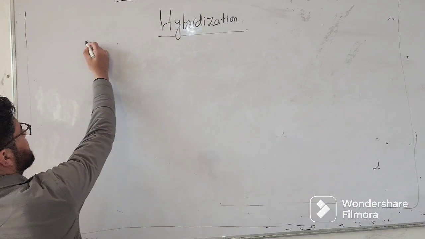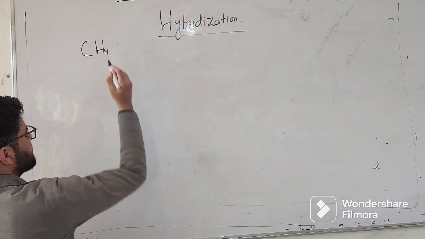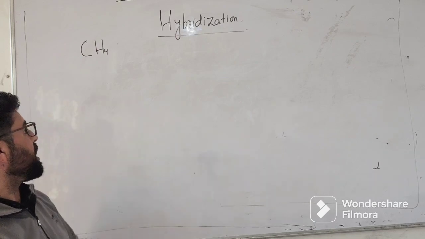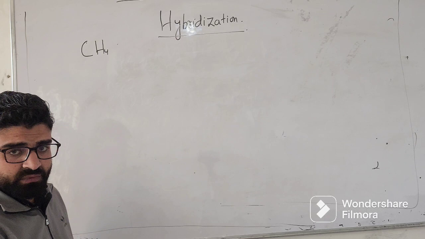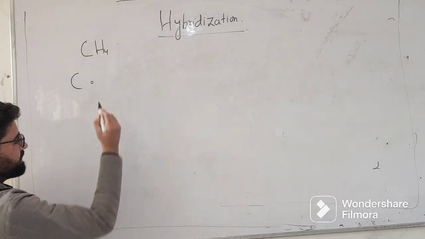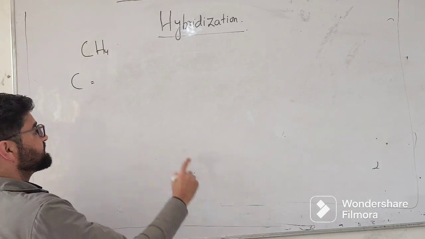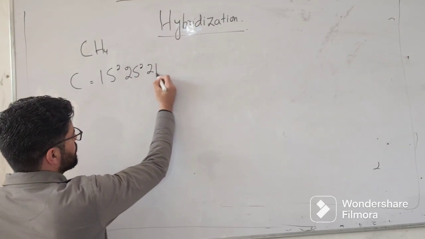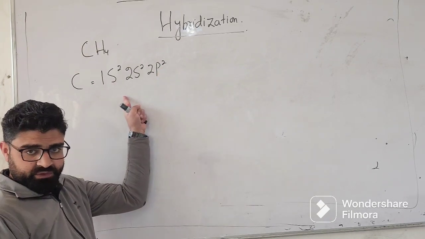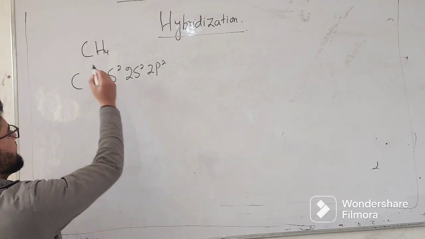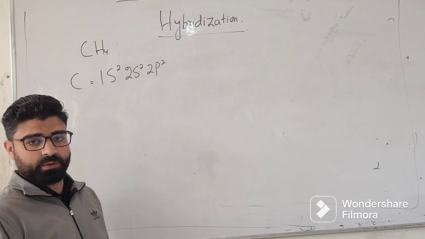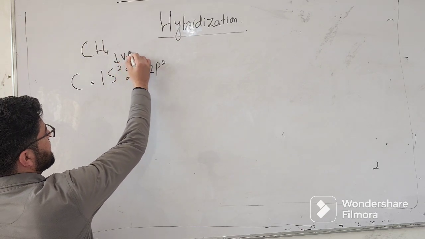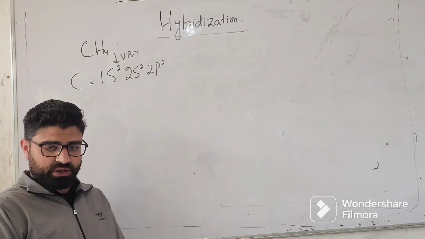So, we will take an example of methane, CH4. We will apply the concept of valence bond theory on methane, the formation of methane. In this CH4, carbon is the central atom. The atomic number of carbon is 6 and its electronic configuration is 1s2, 2s2, 2p2. We are applying VBT, valence bond theory, to explain the formation of this CH4 molecule.